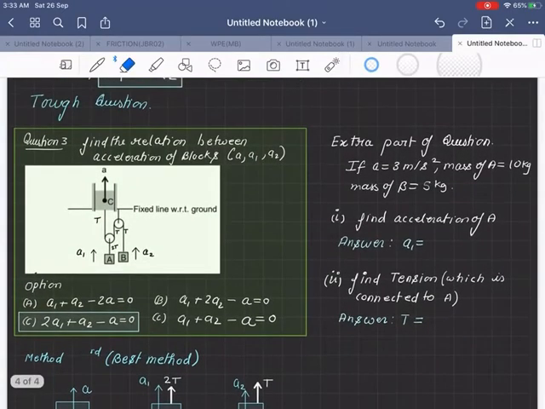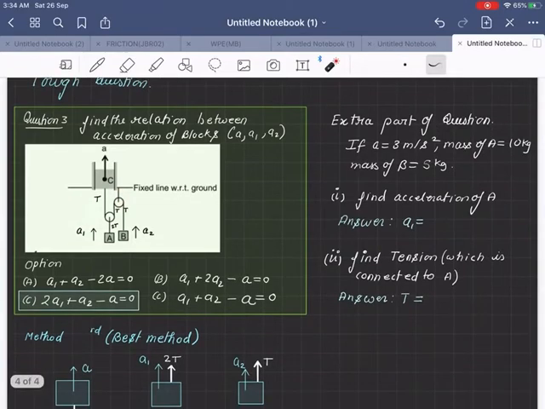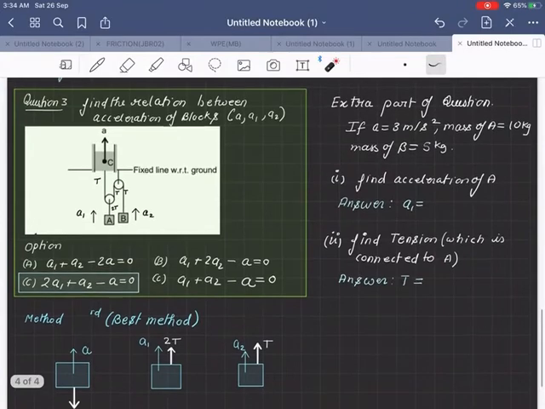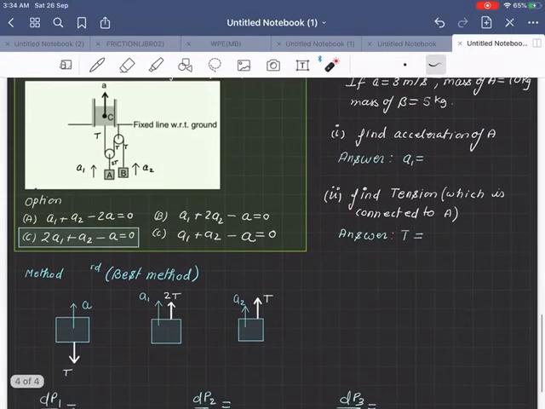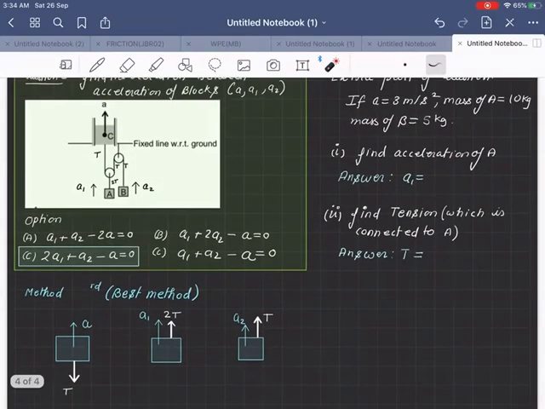Okay, now we have a final question, which is the tough question, because it has three blocks, as you can see here, and it does have 1, 2 and 3 strings. So you can see the level of difficulty here: 1, 2, and now we have 3 things to deal with. The question is, find the relation between the accelerations a1, a and a2, which are the acceleration of block C, acceleration of block a1, and this one is a2.